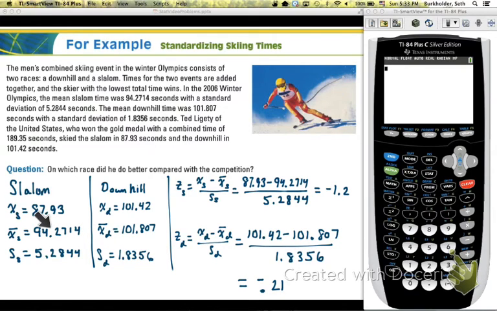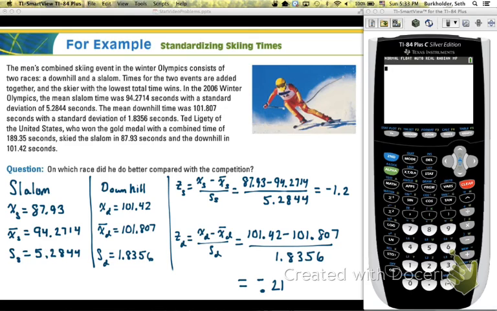So clearly he wasn't an entire standard deviation below the mean in downhill. However, over here, what's the difference there? Well, it's clearly more than 5. I'd have to subtract that off in my head. It's probably closer to 6 and change seconds that he was below the mean. 87 is more than 6 seconds below 94, which is more than 1 standard deviation. So he was less than 1 standard deviation below the mean in downhill, and more than 1 standard deviation below the mean in slalom.